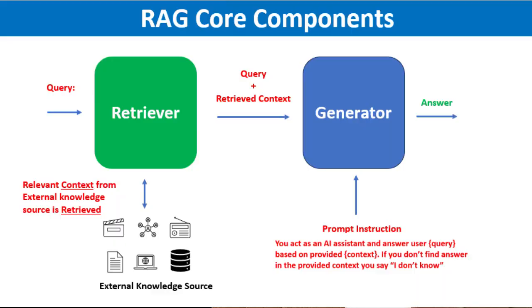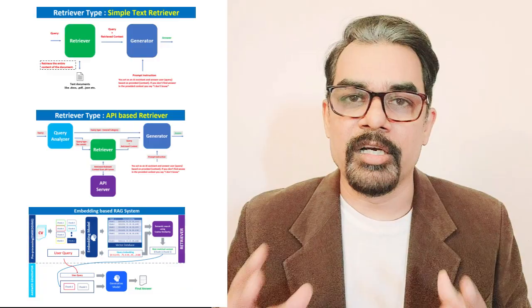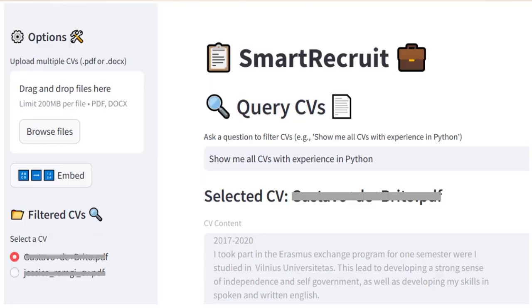And finally, we will dive into the how part, like how exactly this RAG architecture is implemented in real world applications. And to solidify our understanding, we will be implementing those two real world use cases, Smart Stock IQ and Smart Recruit. So without further ado, let's dive into this session.